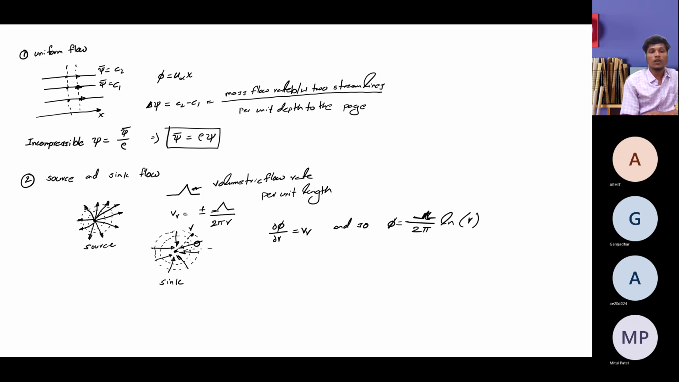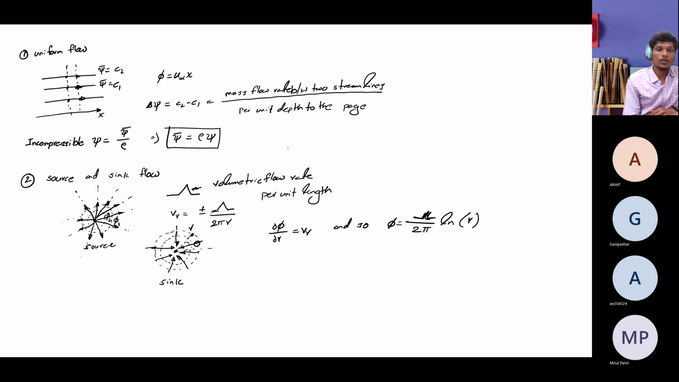The streamlines, how can you identify them? Streamlines are in the radial direction because streamlines are all parallel to your velocity vector. So your streamlines are all in the radial direction like this for both the source and the sink flow. Potential lines are perpendicular to these radial lines, that means the circles. These are all potential lines, phi 1, phi 2. The same way for the sink also. Streamlines are the radial lines and the potential lines are the circles.